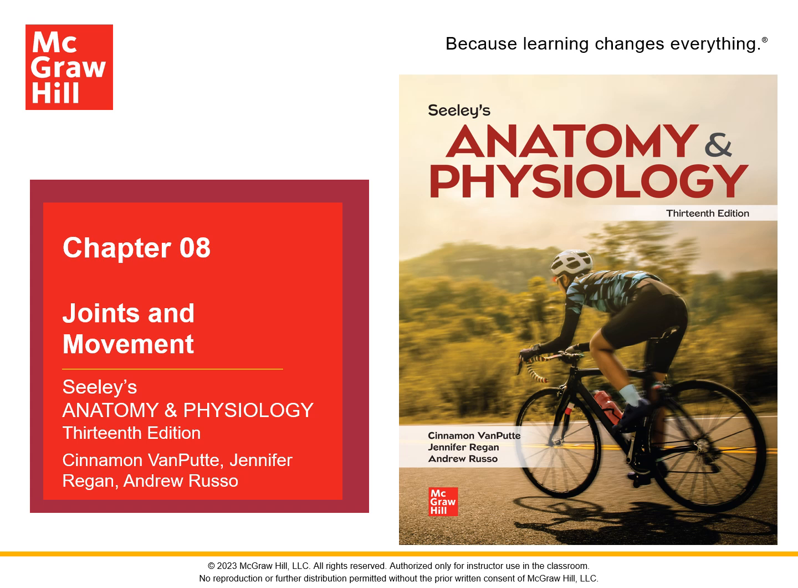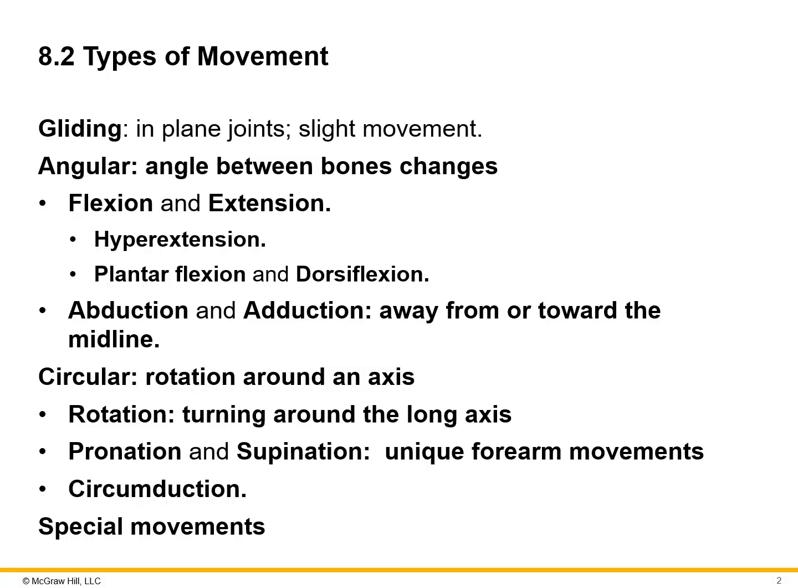Our second part here of chapter 8 is going to look more at the movement part of the joints. So if we look at the different types of movement, they're classified as gliding, which would be in those plane joints, so a little bit of movement here. Angular, which of course is where the angle between the bones changes. So some terms that we'll see as we go through these: angular motions, flexion and extension.